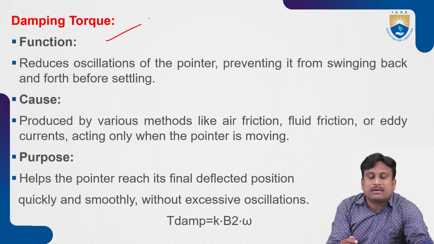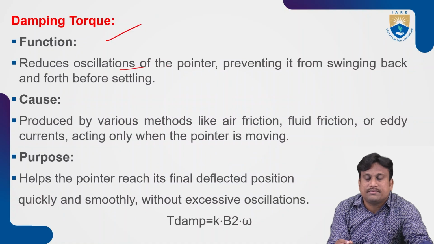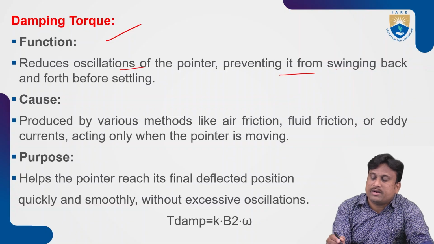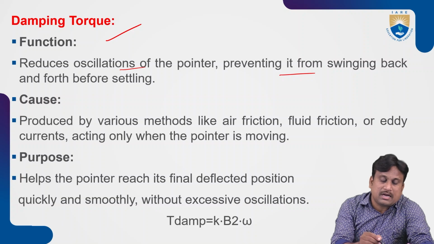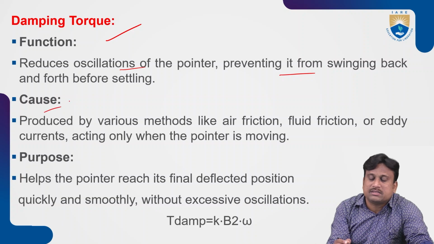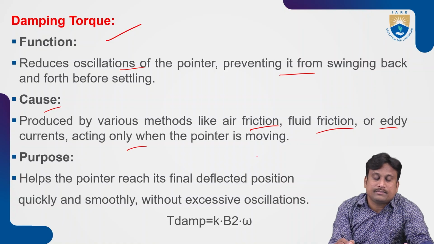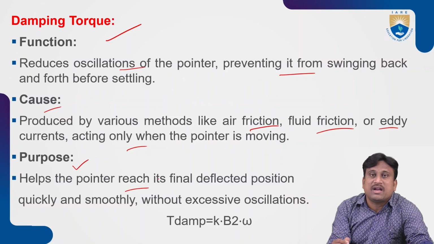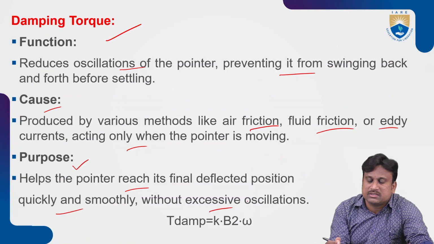Coming to the damping torque mechanism, it reduces the number of oscillations of the pointer and prevents it from swinging back and forth before settling down. The cause is produced by various methods like air friction, fluid friction, and eddy currents, which act only when the pointer is moving. The purpose served is to help the pointer reach its final deflected position quickly and smoothly without excessive oscillations.